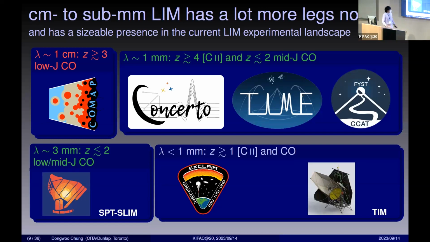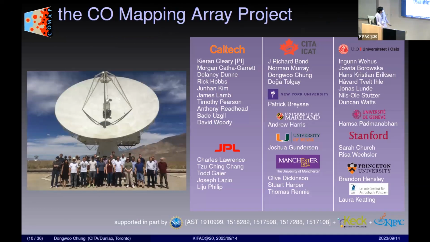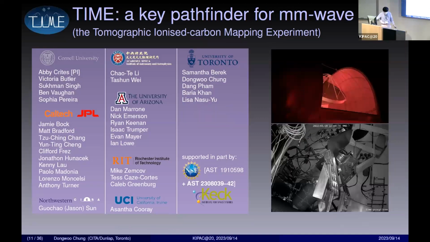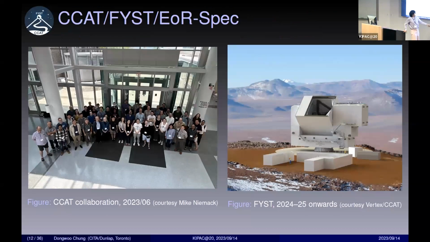Balloon-based experiments. You heard from Kirit on Tuesday about SPD Slim, and so the experiments that I work on in particular, I should call out COMAP, which I worked on during my thesis. This is the Pathfinder phase of the instrument at the Owens Valley Radio Observatory. TIME, which is an experiment that's targeting epoch of reionization C2 from the Arizona Radio Observatory at KIPAC. And there is also CCAT, which is a facility that is serving a number of science cases, including galactic science.